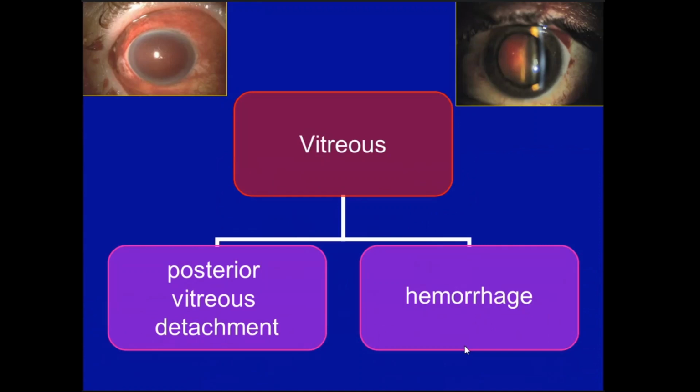Vitreous body after the lens, I hope you remember anatomy. We can see posterior vitreous detachment. It's not so serious a situation, but in severe cases, in severe contusion, we can see the hemorrhage in the vitreous. You know that blood is not transparent, and that's why hemorrhage in vitreous is a rather serious situation because patient complains of bad vision.